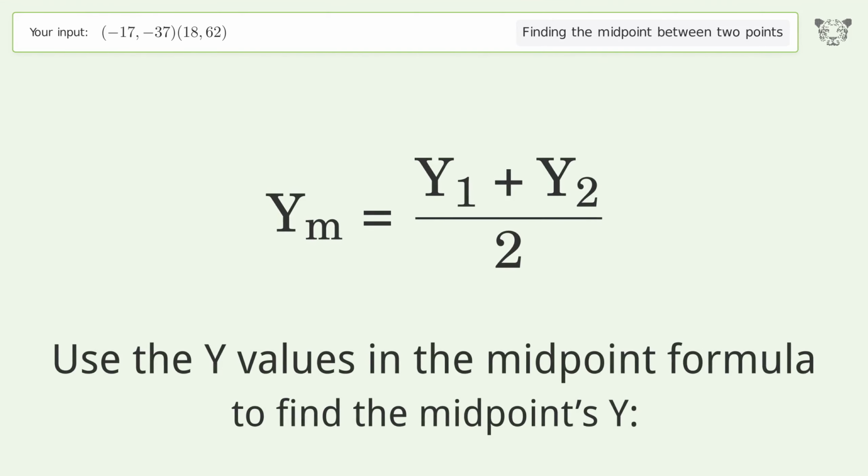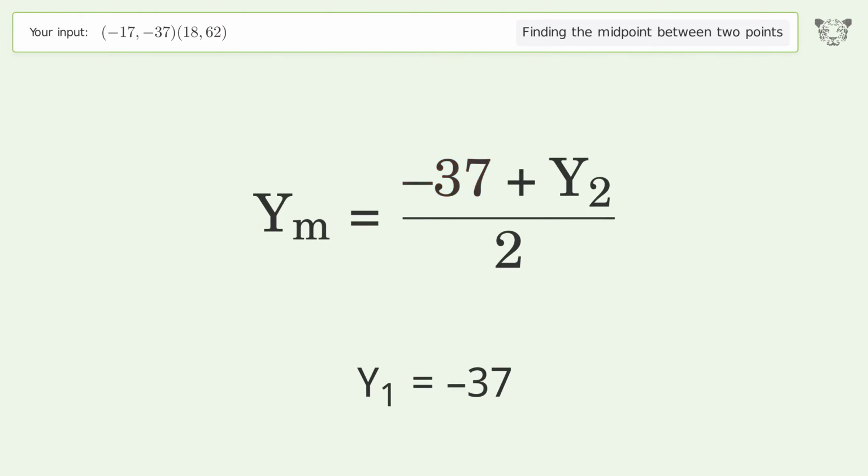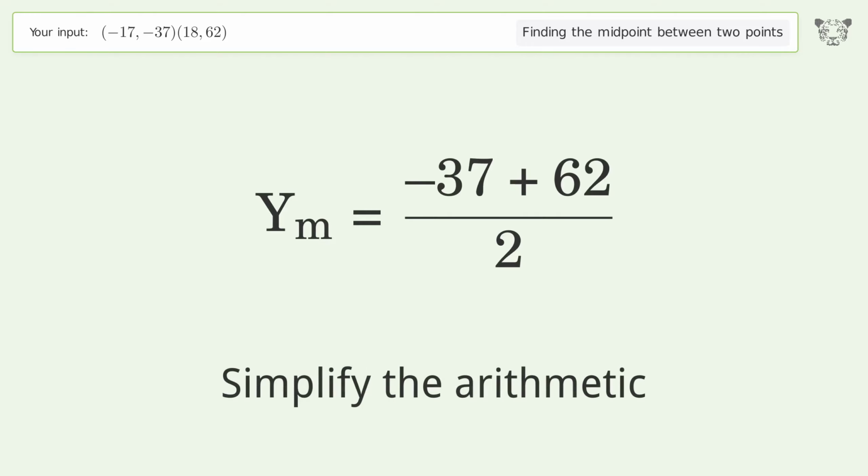Use the y values in the midpoint formula to find the midpoint's y. y1 equals -37. y2 equals 62. Simplify the arithmetic.